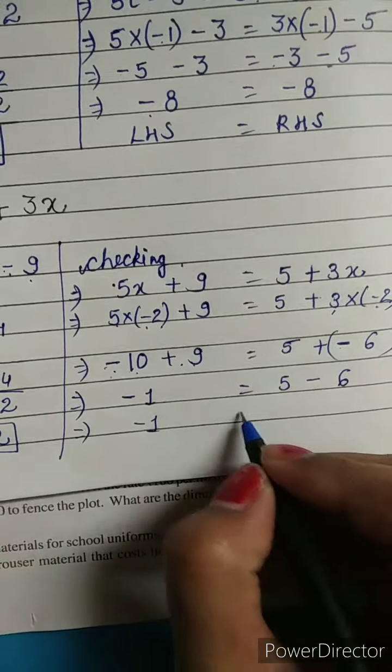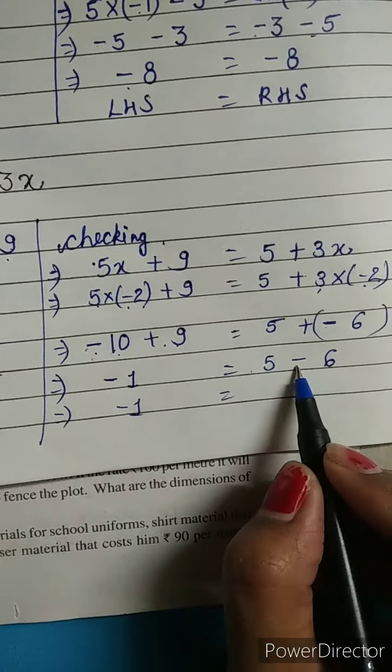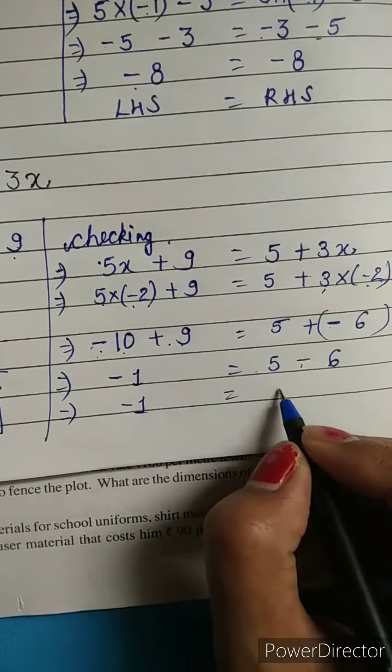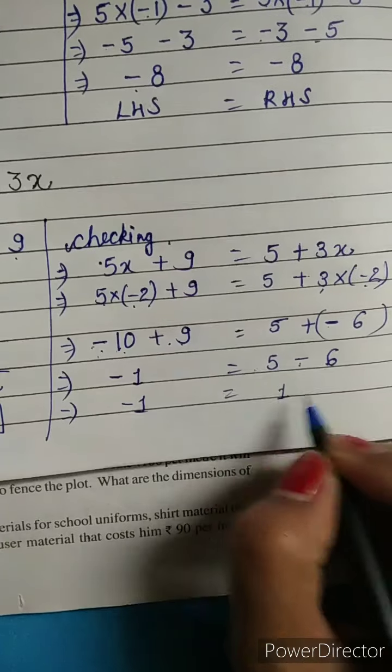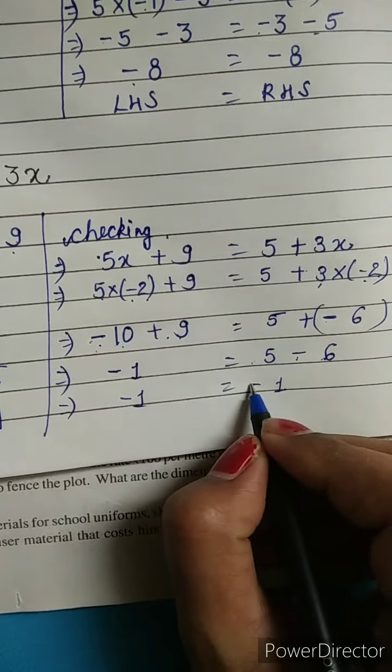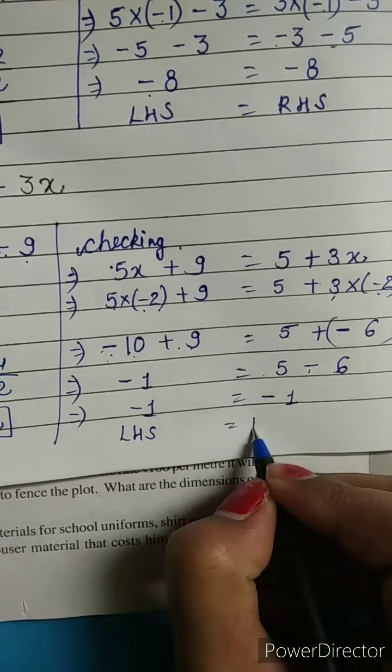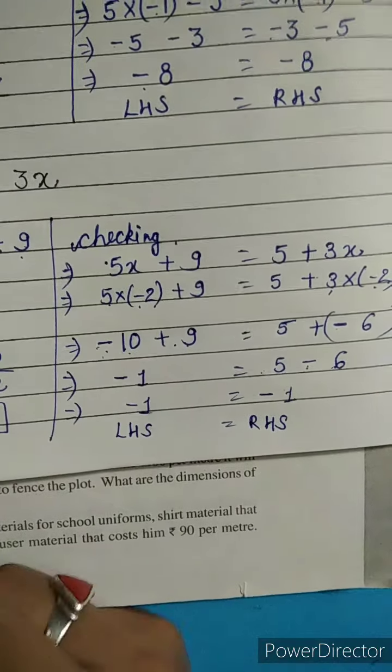Then minus 1 is equal to plus minus minus, plus minus minus, so its answer is 6 minus 5 is 1, but 6 is a bigger number, so its symbol will come here. Now we can say LHS is equal to RHS. Here is the solution of the third one.